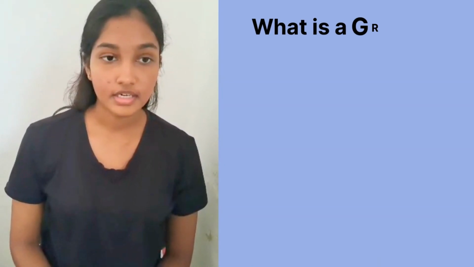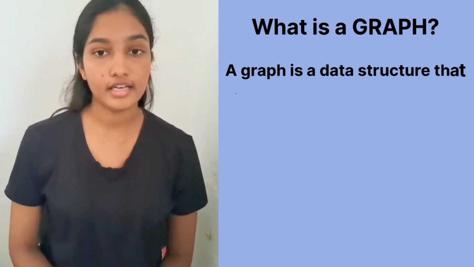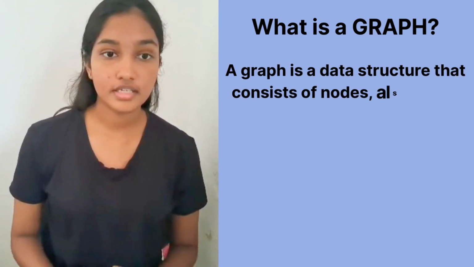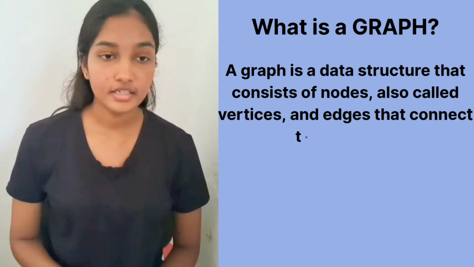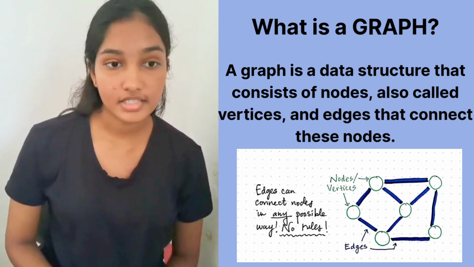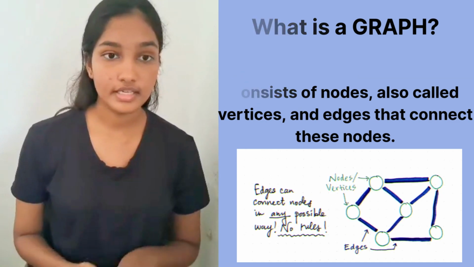First, let's see what a graph is. A graph is made up of nodes, also called vertices, and edges, which are connections between nodes. As an example, in a city full of roads, the cities are the nodes and the roads are the edges.